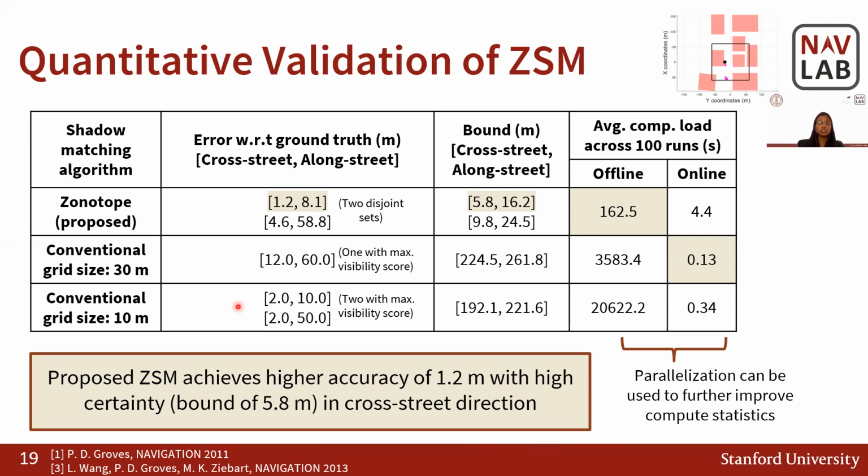The bound for conventional shadow matching is computed using weighted empirical covariance, which are more than 100 meters in cross-street direction for both grid sizes. In contrast, we can observe that the proposed ZSM achieves high cross-street accuracy of 1.2 meters with a low bound value of only 5.8 meters. Note that parallelization can further improve the computational statistics of both proposed ZSM as well as conventional shadow matching.